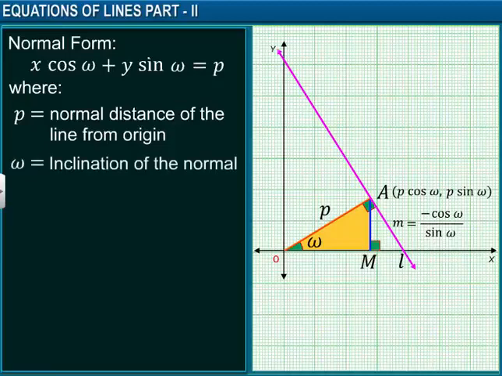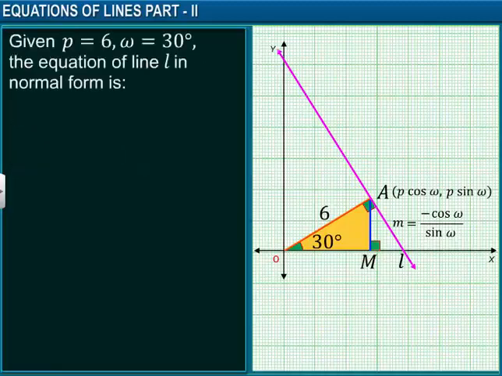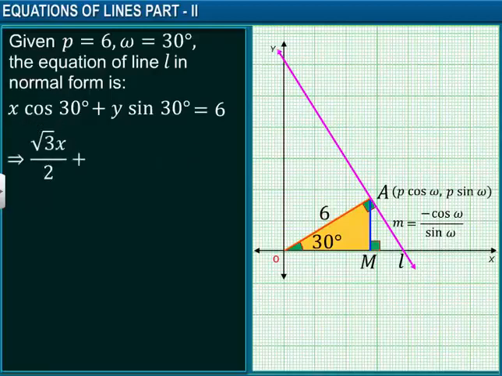For example, let us find the equation of the line whose normal distance from the origin is 6 units and the angle that the normal makes with the positive direction of the x-axis is 30 degrees. Using the normal form, the required equation of the line is √3x + y - 12 = 0.